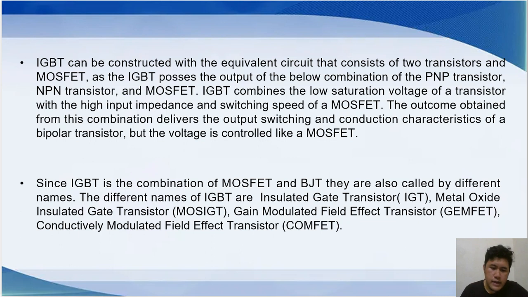Since IGBT is the combination of MOSFET and BJT, they are also called by different names. The different names of IGBT are insulated gate transistor (IGT), metal oxide insulated gate transistor (MOSFET), gain modulated field effect transistor (GaNFET), conductively modulated field effect transistor (COMFET).